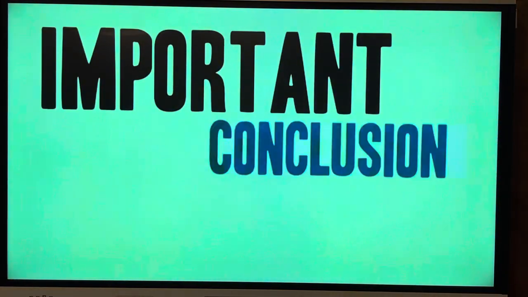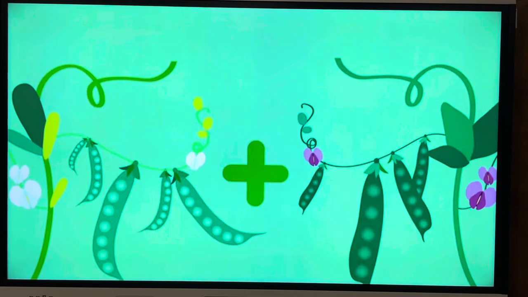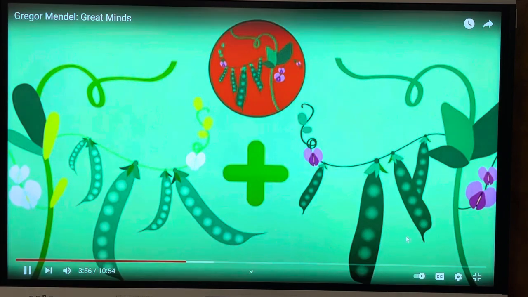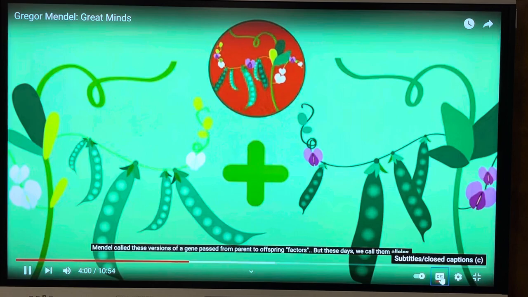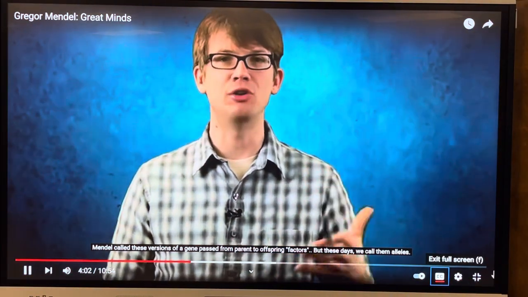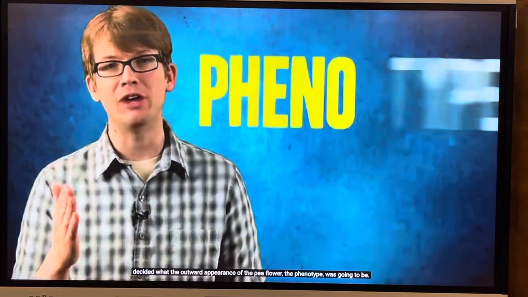This led him to three important conclusions. Important conclusion number one, Mendel discovered that pea plants were inheriting a pair of genetic instructions from each parent. Sometimes, both instructions from a parent would tell the flower to be purple, sometimes they'd both be for white flowers, and sometimes there would be one instruction for each. Mendel called these versions of a gene passed from parent to offspring factors, but these days we call them alleles. And so the baby pea plant had two alleles for flower color, one chosen randomly from mom and one chosen randomly from dad. And these genetic instructions, the genotype as we call it now, decided what the outward appearance of the pea flower, the phenotype, was going to be.